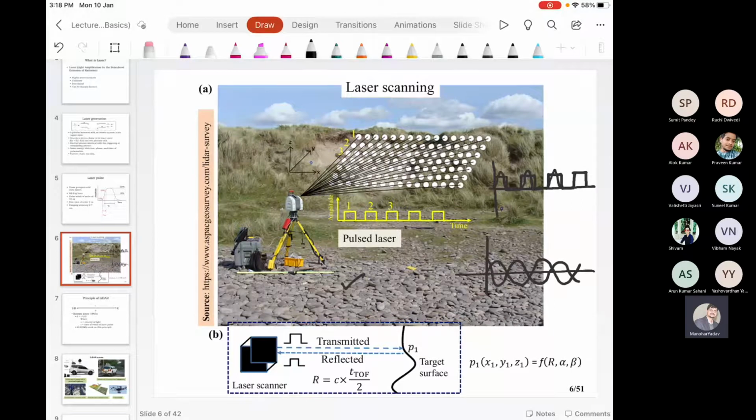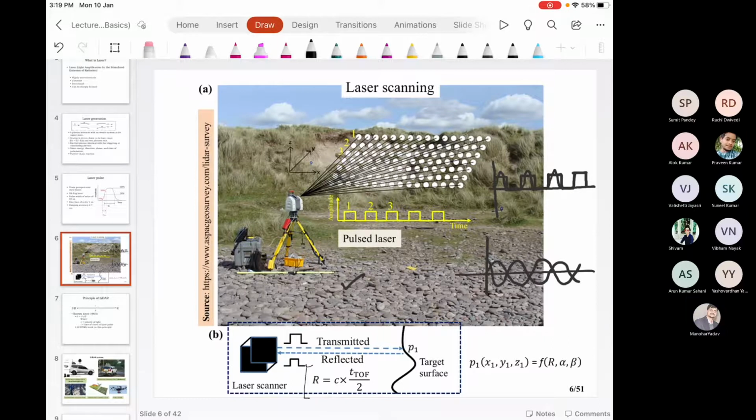In this case, we have already discussed that when a pulse is generated, it goes towards the target, strikes the target and returns back. So the total time of travel is recorded. Then the range is calculated, and this range is equal to c times the time of flight divided by 2.